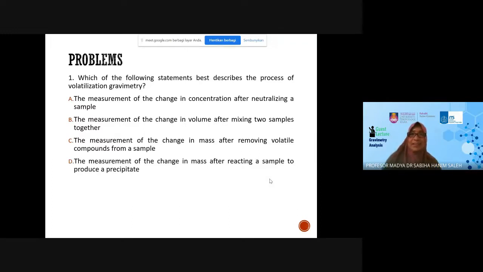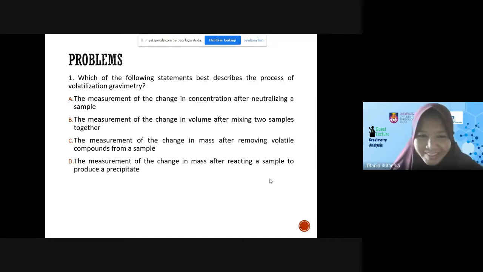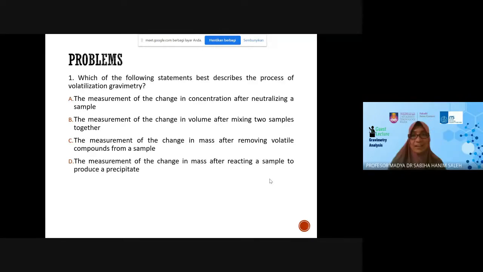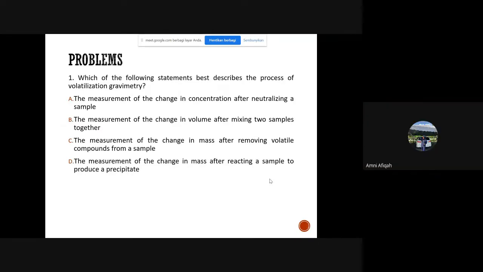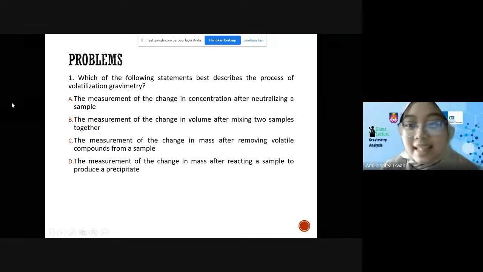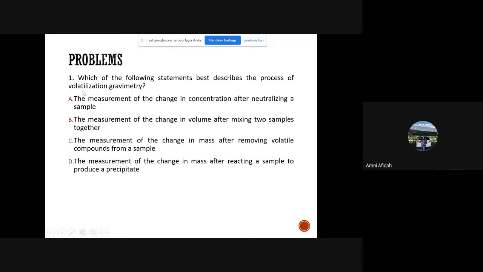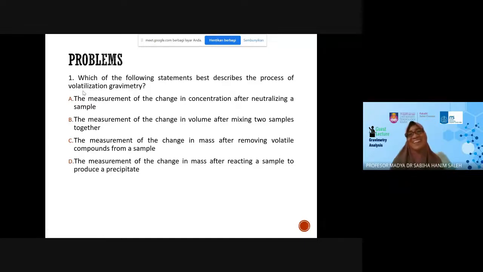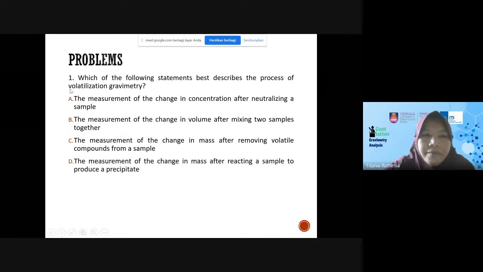Hello, student. Yes, doctor. Which one? I think the answer is D. Really? D. Any other answer? C. Yeah, it should be C. The measurement of the change in the mass after removing volatile compounds from a sample. So this is the keyword, volatilization.